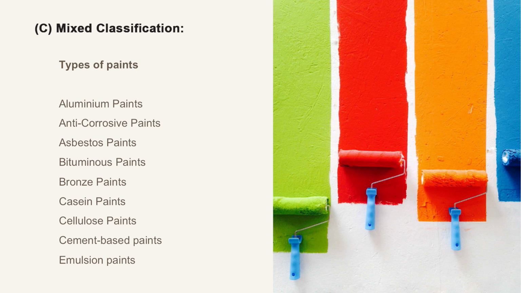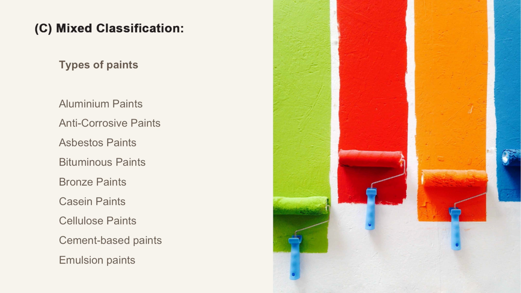Here is a rundown. First, we have aluminum paints, reflective and often used for radiators and metal surfaces. Next, we have anti-corrosive paints, which protect metals from rust and corrosion. Third, we have asbestos paints, once popular but now mostly phased out due to health concerns. Next, we have bituminous paints, waterproof and commonly used on roofs and underwater structures. Then we have bronze paint, which gives a metallic bronze finish.